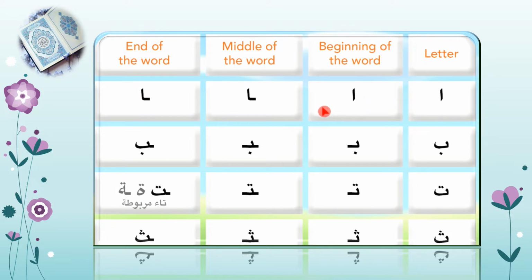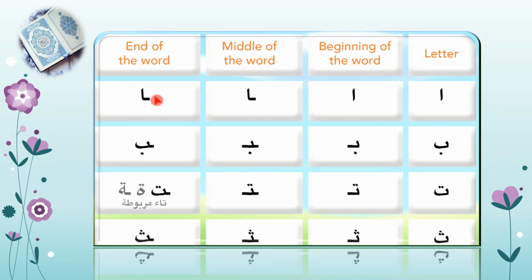Then Alif in the middle. We have a small line before Alif to connect with the previous letter. That means Alif doesn't want to connect with the next letter but can connect with the previous letter. Then we have Alif at the end of the word. Same thing, small line before it to connect with the previous letter.